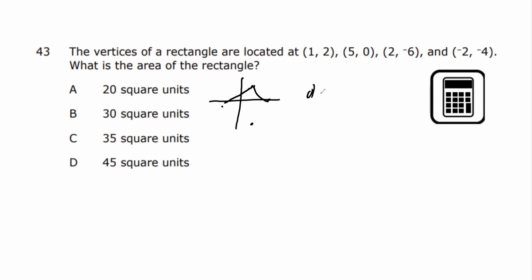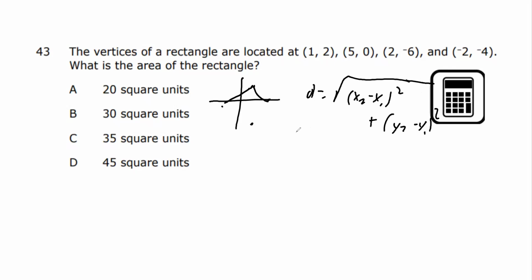The distance formula is d is equal to the square root of (x2 minus x1) squared plus (y2 minus y1) squared. Sorry for getting in the way of that. And then you just solve it that way. And now I've got to do that for each side here.